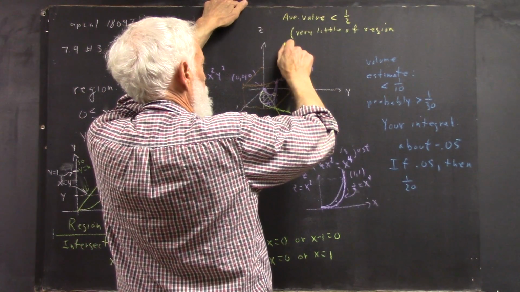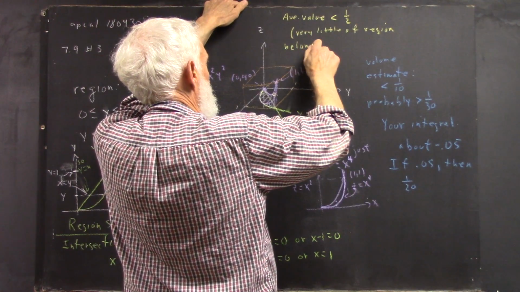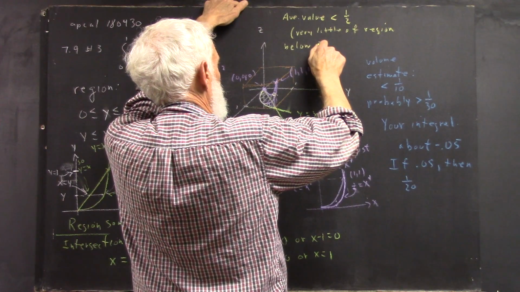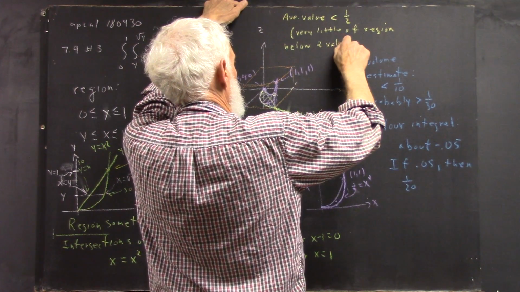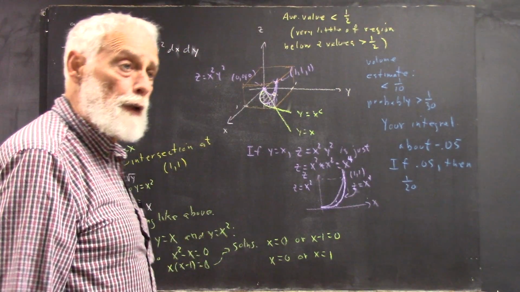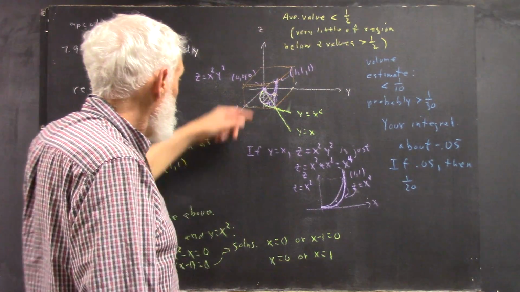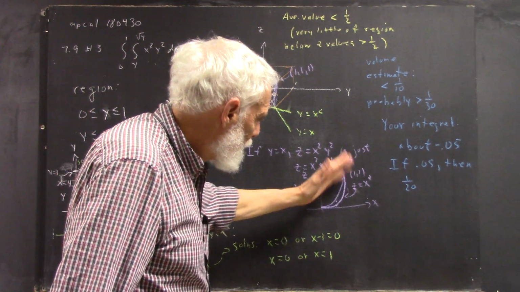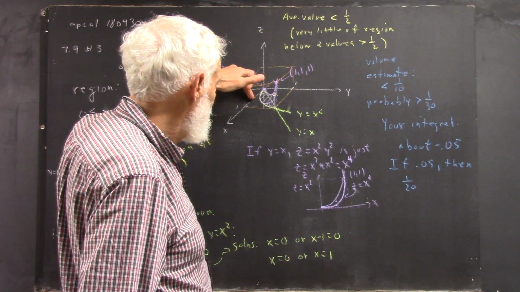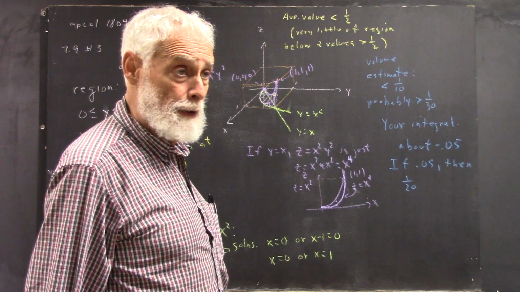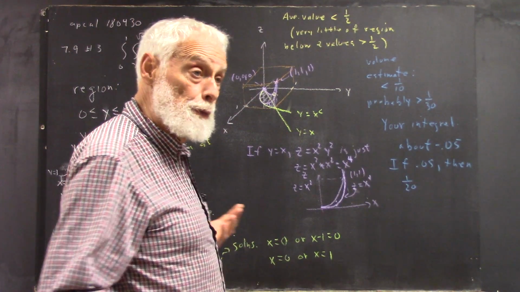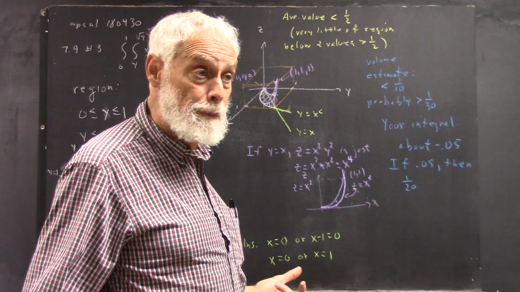I can say very little of the region is below z values that are greater than 1/2, right? And also the z values here, because of the flatness of this and the proximity of this curve to the x-axis, are really low, okay? So you don't get very big z values over most of this region. You get pretty small z values, right?